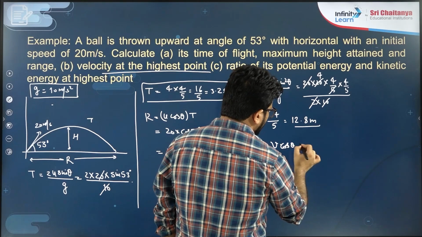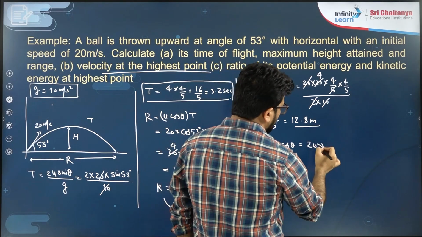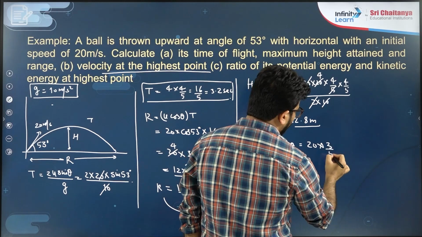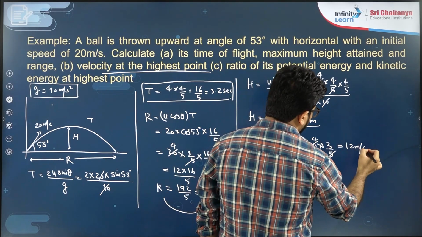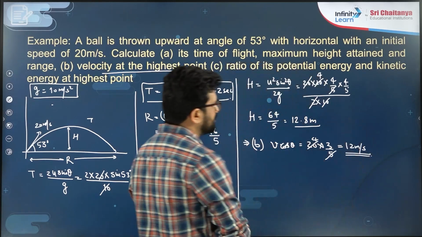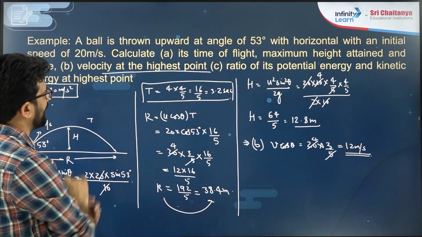You can put the value. u is how much? 20 cos 53, that is equal to 3 by 5. From 5 this would be 4, so that means 12 meter per second. So at the highest point the velocity is 12 meter per second, you can calculate.